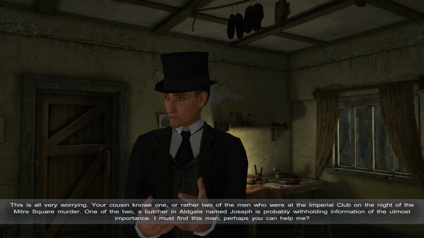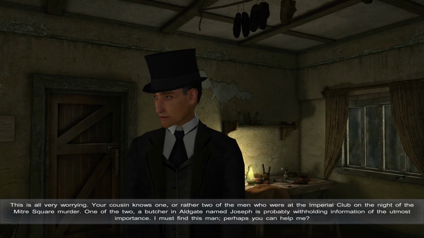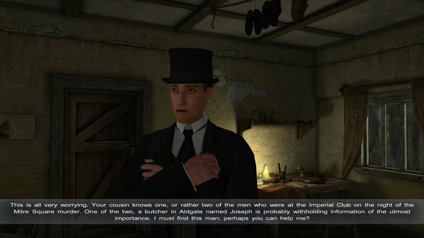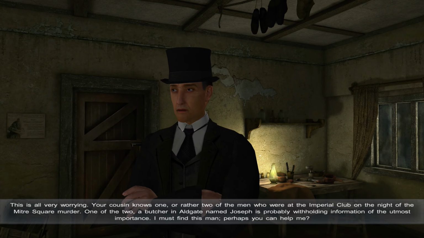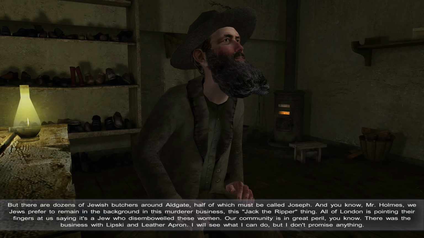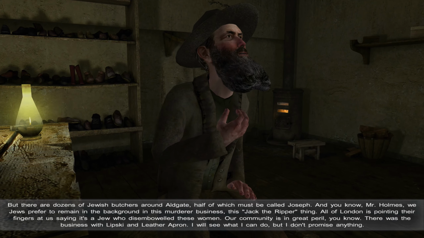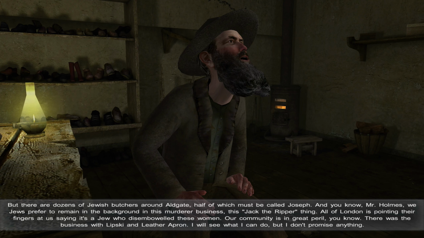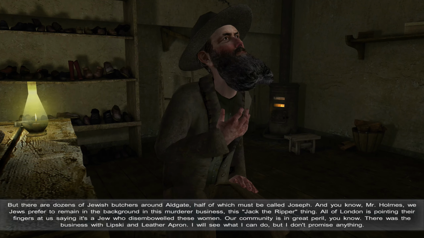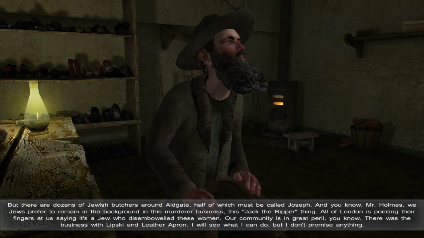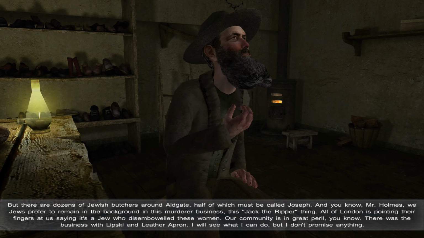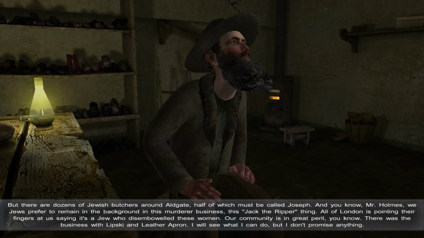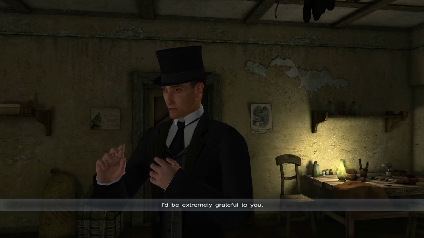Your cousin knows one, or rather two, of the men who were at the Imperial Club on the night of the Mitre Square murder. One of the two, a butcher in Aldgate named Joseph, is probably withholding information of the utmost importance. I must find this man. Perhaps you can help me. But there are dozens of Jewish butchers around Aldgate, half of which must be called Joseph. And you know, Mr. Holmes, we Jews prefer to remain in the background of this murderer business, this Jack the Ripper thing. All of London is pointing their fingers at us, saying, it's a Jew who disemboweled these women. Our community is in great peril, you know. There was the business with Lipsky and Leather Apron. I will see what I can do, but I don't promise anything. I'd be extremely grateful to you.